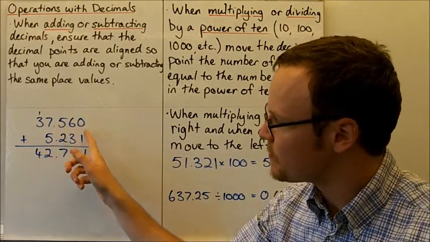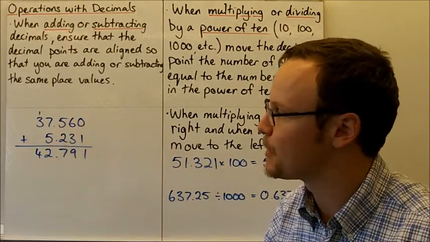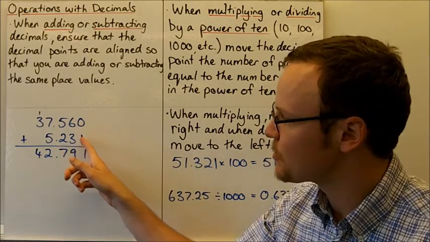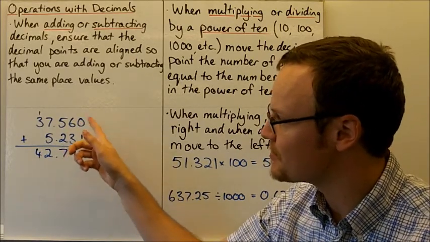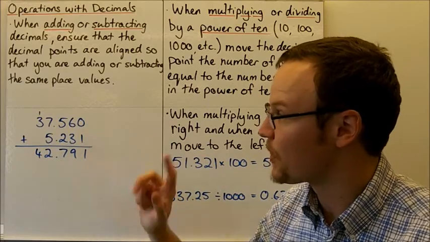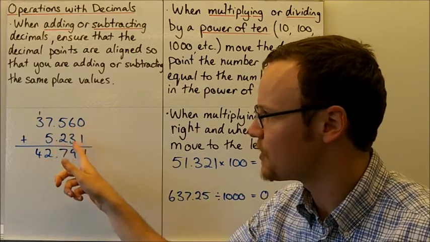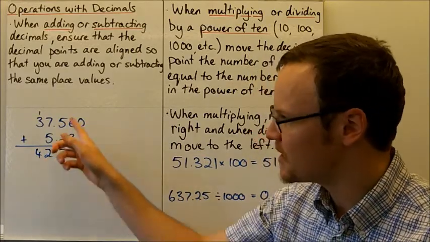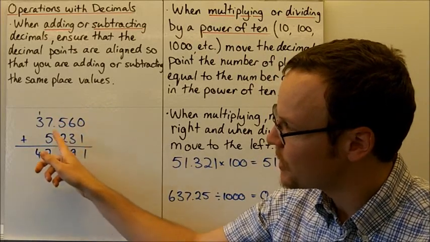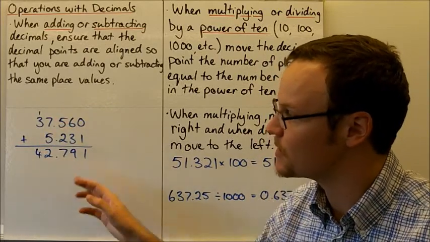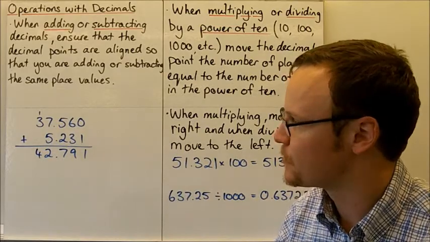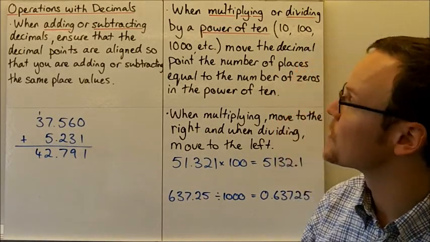So here we've made sure that the place values line up. Here 0 plus 0, this is in the thousandth column, 0 plus 1 thousandth is 1 thousandth. If we've got 600ths plus 300ths, that's 900ths. You can see just adding them up and making sure that the decimal point is lined up will yield the correct answer. So here the answer is 42.791.